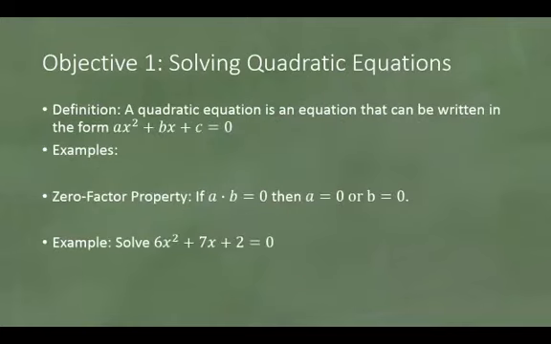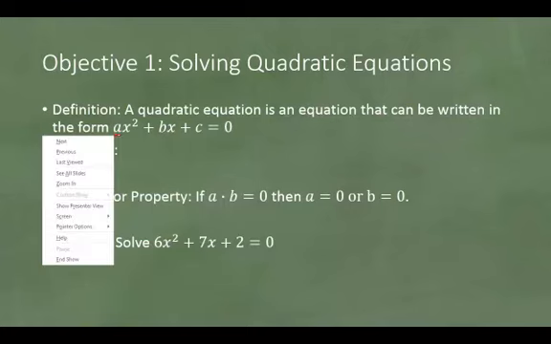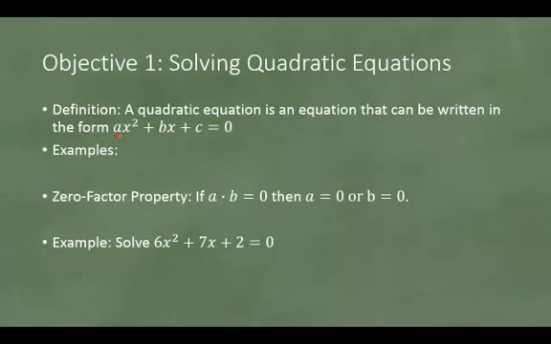Solving quadratic equations. A quadratic equation is an equation that can be written in the form ax squared plus bx plus c is equal to 0. In other words, the most important thing here is that there should be something in front of the x squared. The highest term should be x squared, and it should be set equal to 0, or it should be able to be set equal to 0.